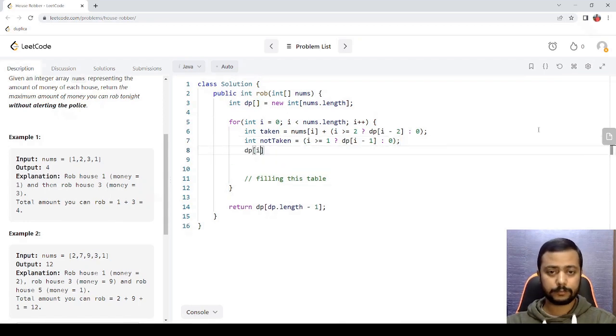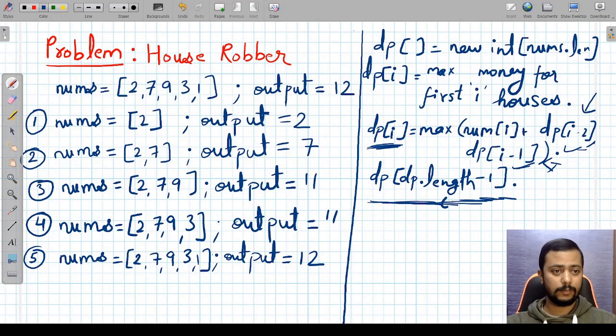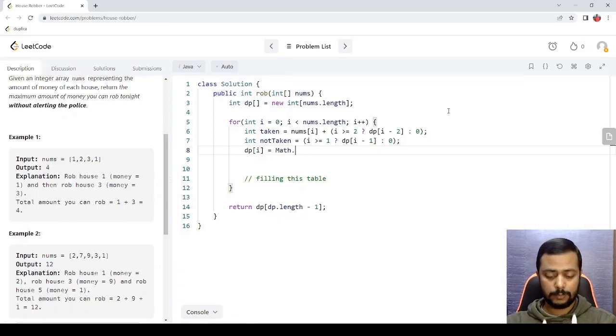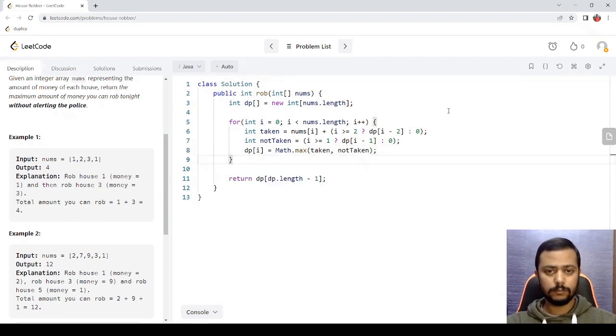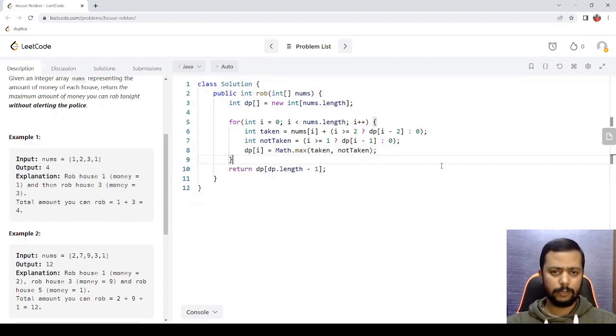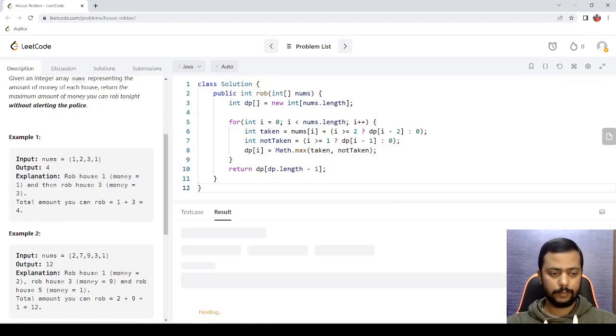And in the end, now I have considered both the cases. We just need to take the maximum of both these things. So let's simply write Math.max of taken, comma, not taken. So this is very short code, and let's try to dry run this and see if it works.